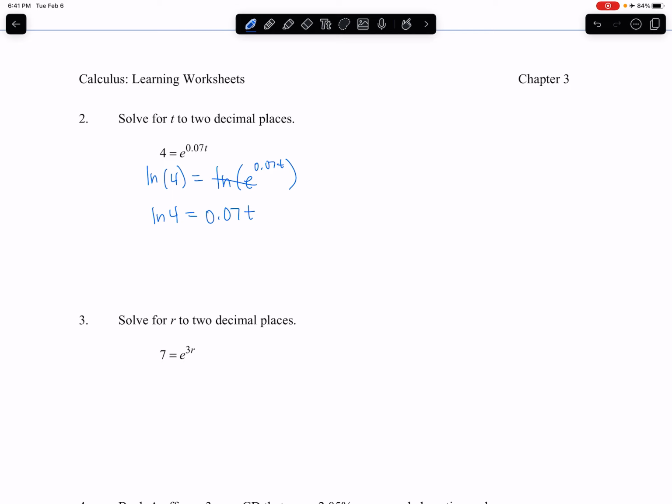Now it's a simple division. Divide by 0.07 on both sides. t = ln 4 / 0.07, which will give us 19.80. So what this tells us is that if we invest $1, the amount of time it will take at 7% is about 19 years to get to $4, if we were going to put it into context.